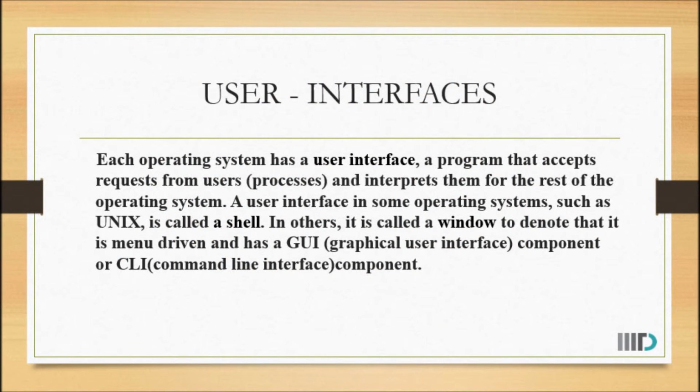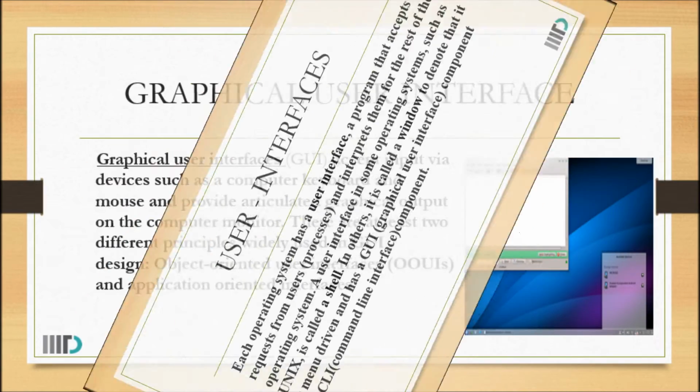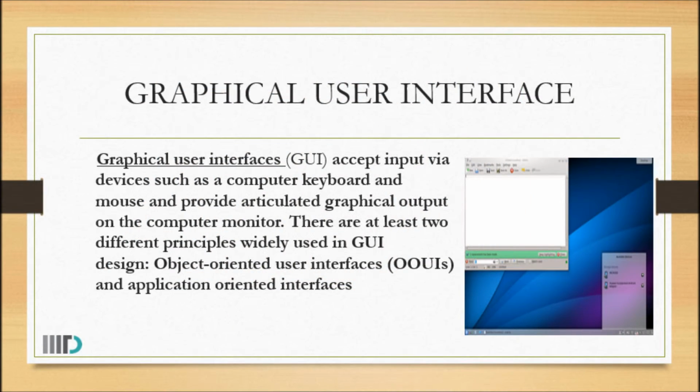User interfaces. Each operating system has a user interface, a program that accepts requests from users and interprets them for the rest of the operating system. A user interface in some operating systems such as Unix is called a shell. In others, it is called a window to denote that it is menu driven and has a GUI component or CLI.